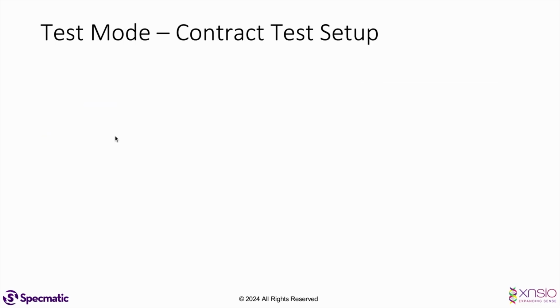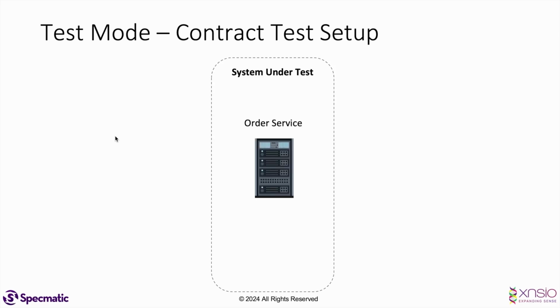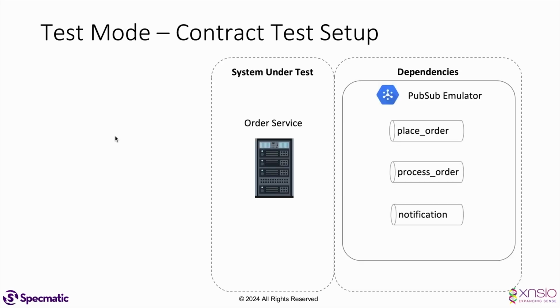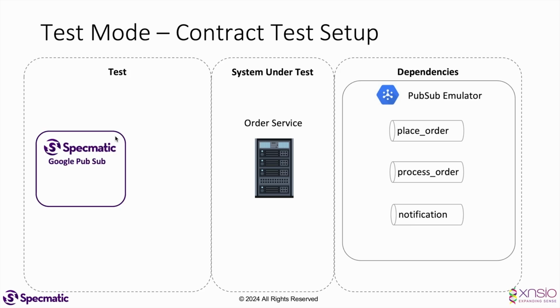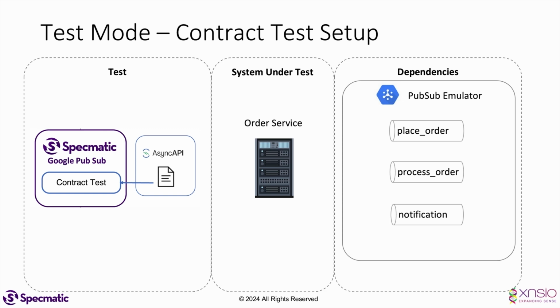To run the contract test against this service, we use the Google PubSub emulator instead of the actual PubSub instance. This helps in running the test fast without having to depend on the actual PubSub instance. Specmatic can then leverage the order service's AsyncAPI specification to run the contract tests.